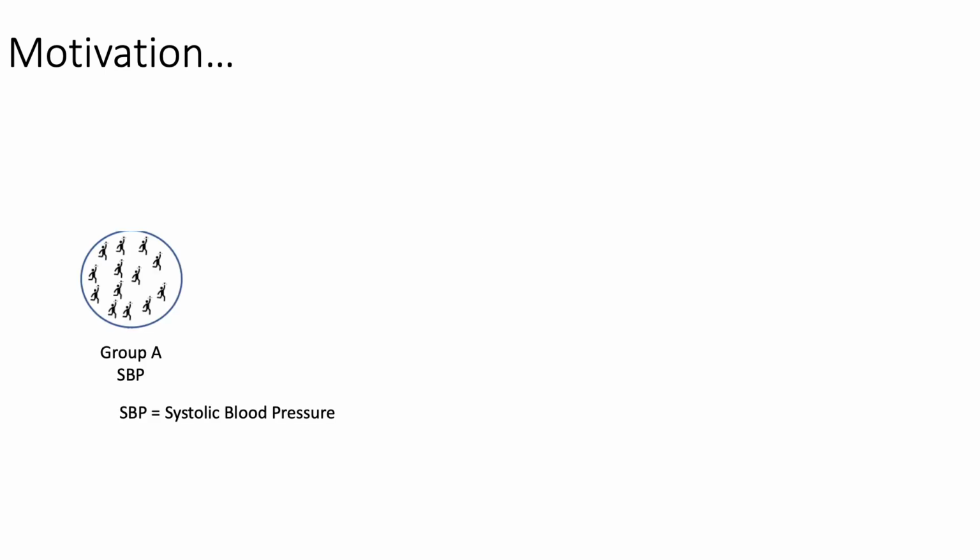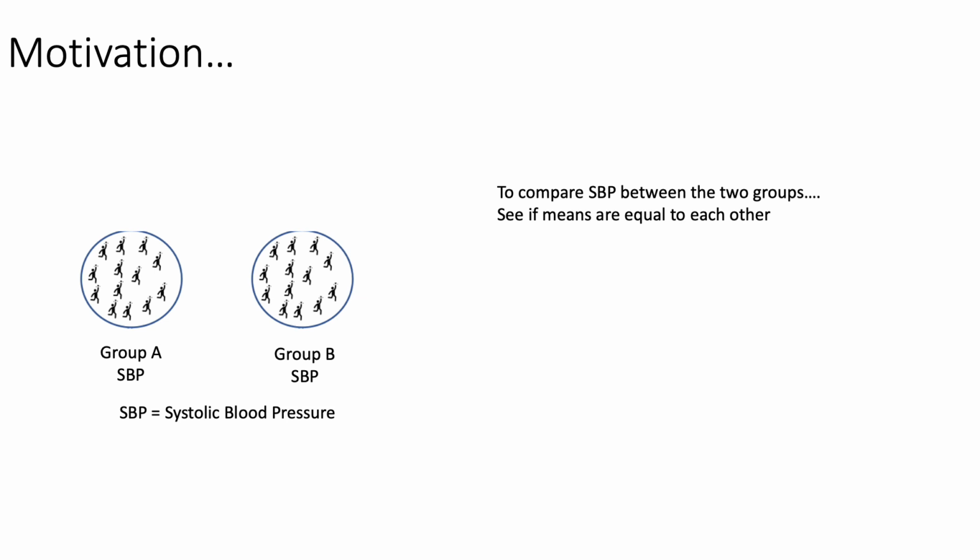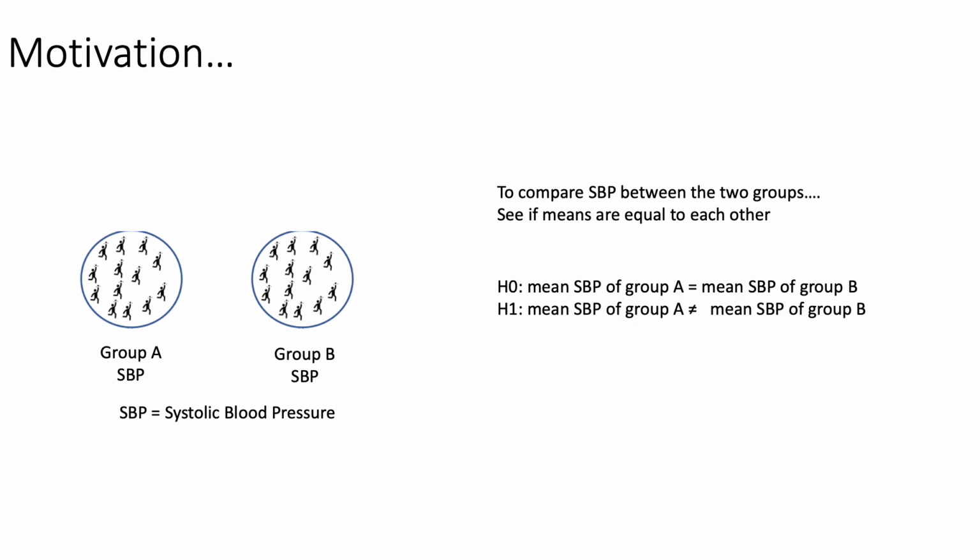Let's get some motivation. Let's say I have group A and I measure the systolic blood pressure for every person in that group. And similarly, I have a group B and I have everyone's blood pressure measurement in that group. I want to statistically compare the mean of the systolic blood pressure across both groups. So the null hypothesis would be that the mean systolic blood pressure of group A is equal to the mean systolic blood pressure of group B.